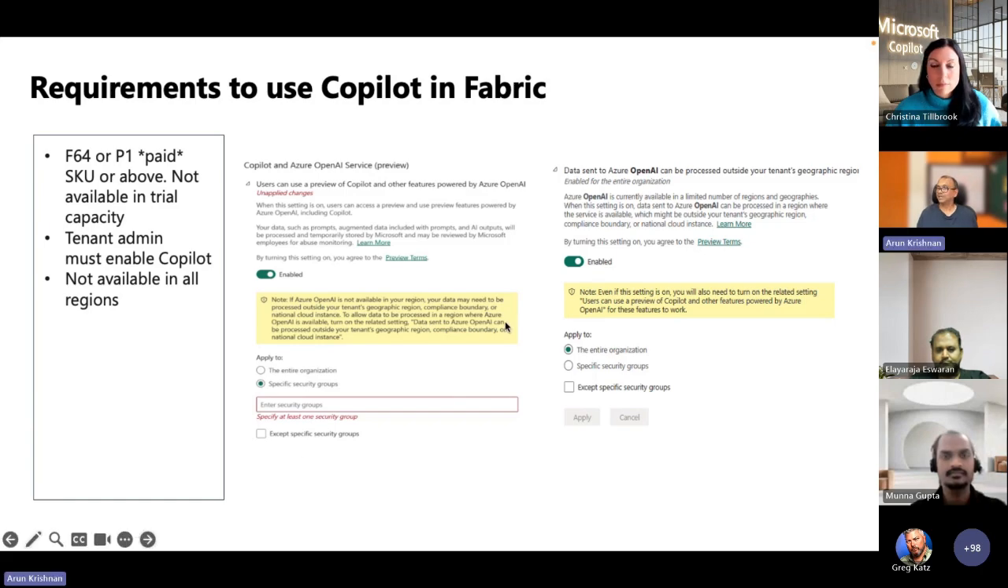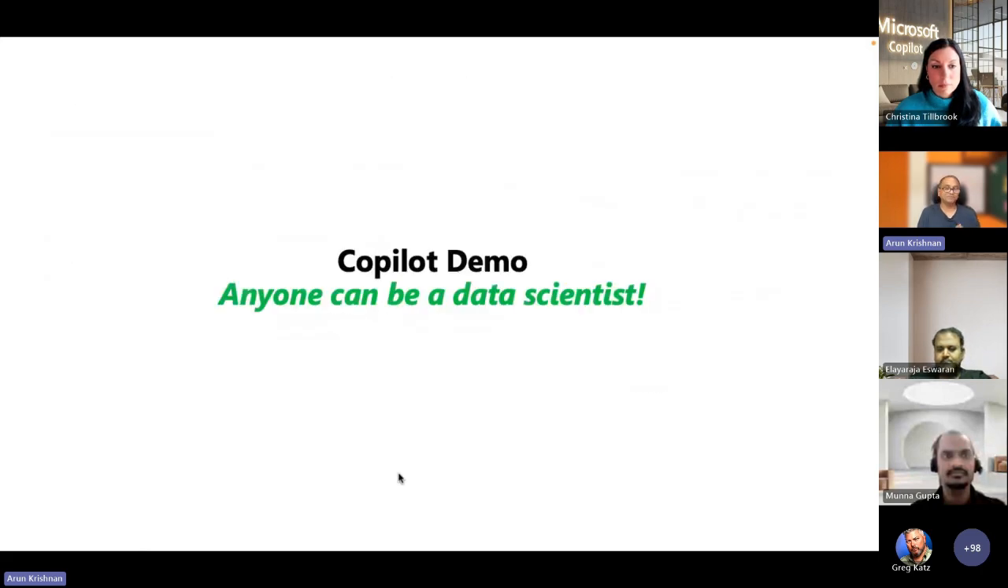Right. So now that we've got all those initial pieces out of the way, let's get started with the demo. Okay. Now, look at that tagline, right? Anyone can be a data scientist. And I mean it. Okay. I've been doing data science for a long time. And I can tell you, I've never found it as easy to do data science as when I used Copilot within Fabric. It's just incredible. And I'm going to take you through that journey.